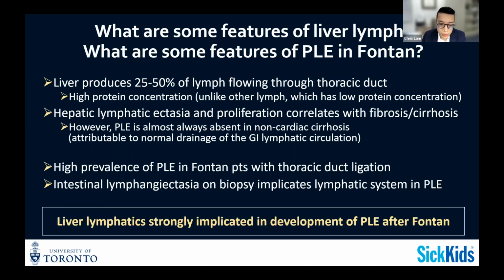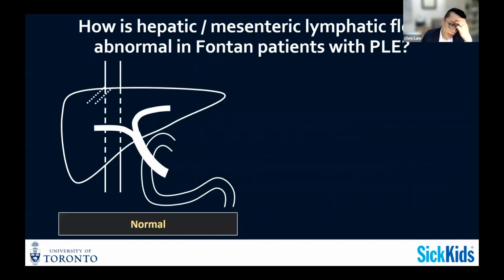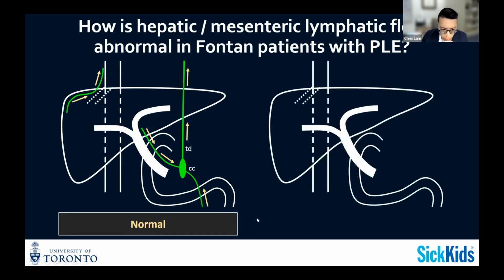So the liver lymphatics are strongly implicated in the development of PLE after Fontan, but this is pretty much well known now. So what are we talking about here? In the normal situation, the liver has two paths of lymphatic drainage. There's central lymphatic drainage to the cisterna chyli up to the thoracic duct, and then a peripheral system that drains to the IVC. There's also, as I mentioned, drainage from the mesenteric lymphatics into the cisterna chyli.